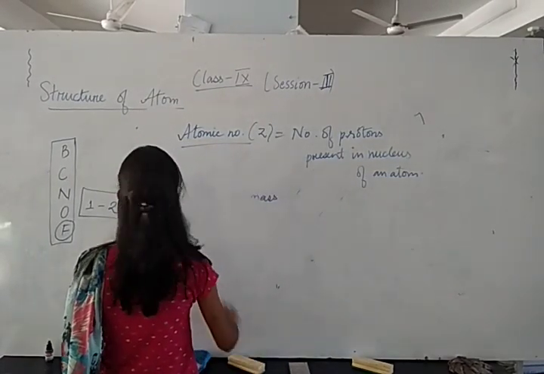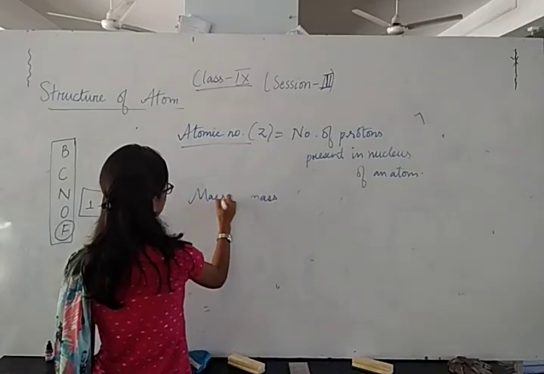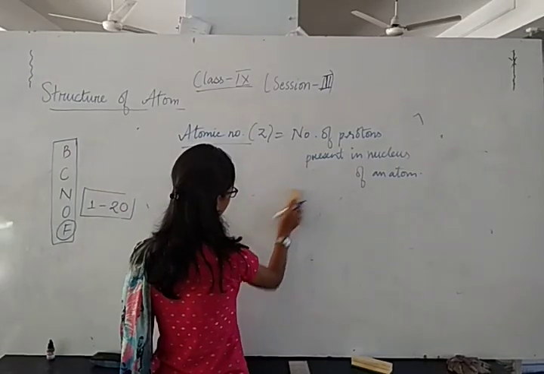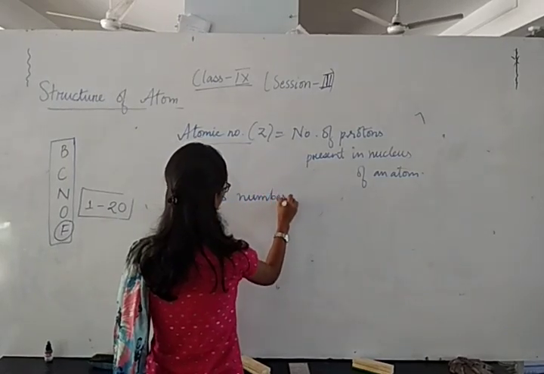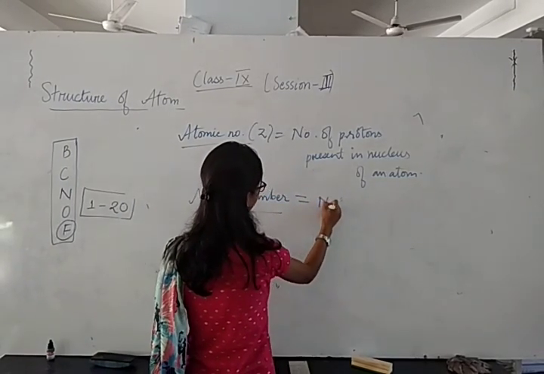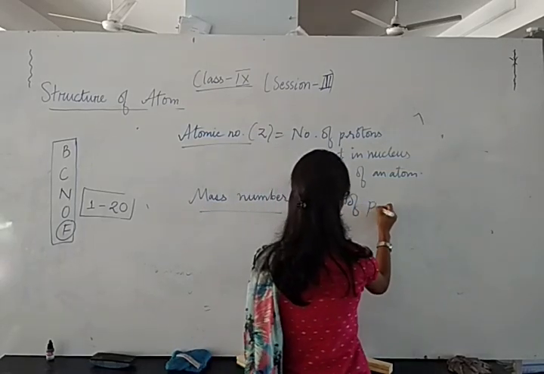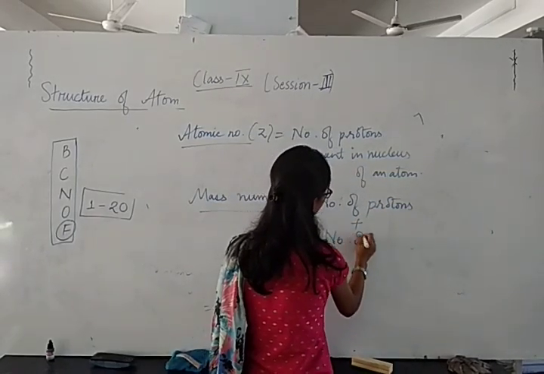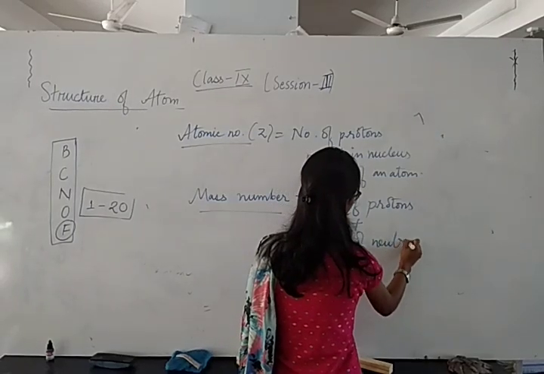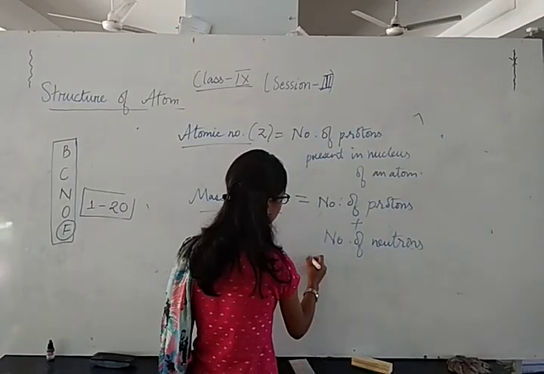Or you can write it using this term, mass number. Atomic mass is something different that I will show you in a question, okay? Mass number is equal to the number of protons plus the number of neutrons.